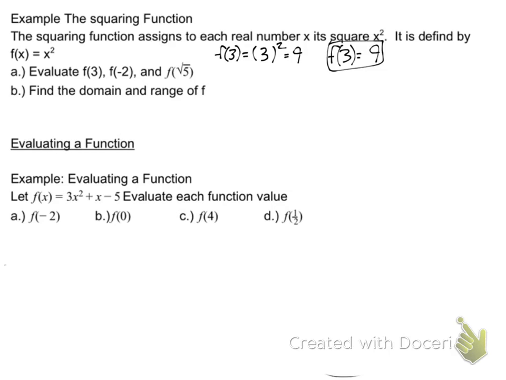Do the same thing for f of negative 2. The function evaluated at negative 2 is, again, something squared, and that something is negative 2, which is what? 4. So f of negative 2 is equal to 4. Done.